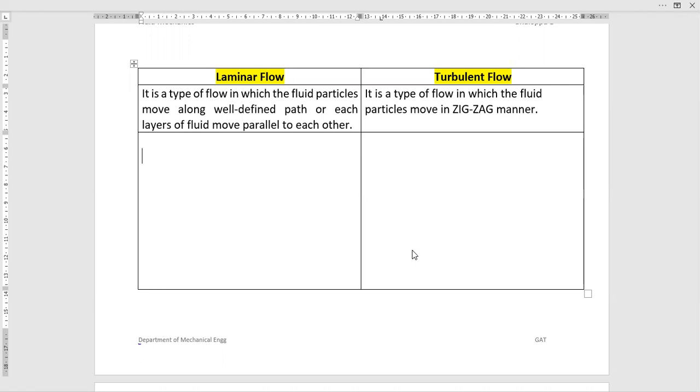So in today's class, we'll discuss the two different types of flow, laminar flow and turbulent flow, and also discuss the difference between these two. We'll understand the working as well as the significance and importance of the Reynolds number, with the formula and everything.